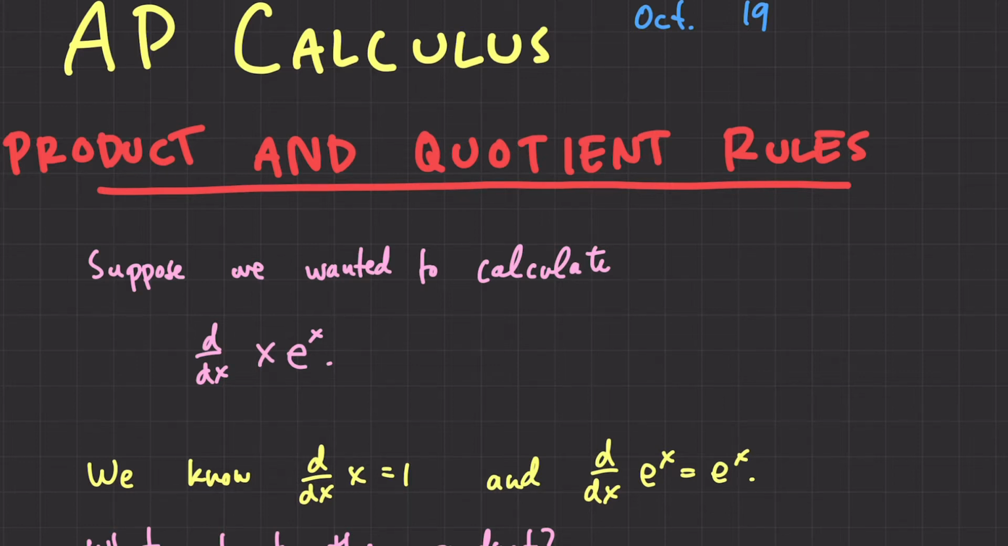I kind of wrote a little bit ahead, and now I'm going to record a video. I kind of want to make this a short and sweet video, even though there's a lot we have to talk about. So, product and quotient rules, what's that all about?